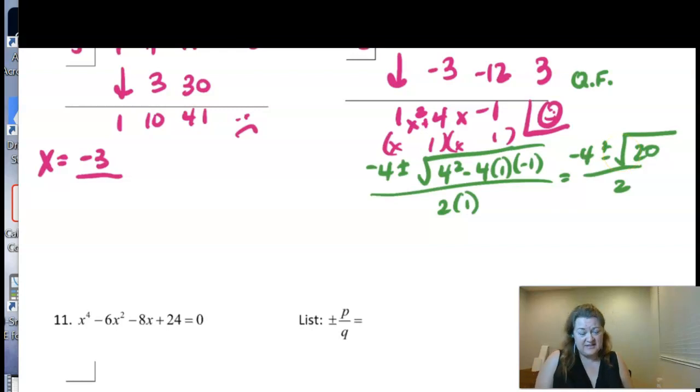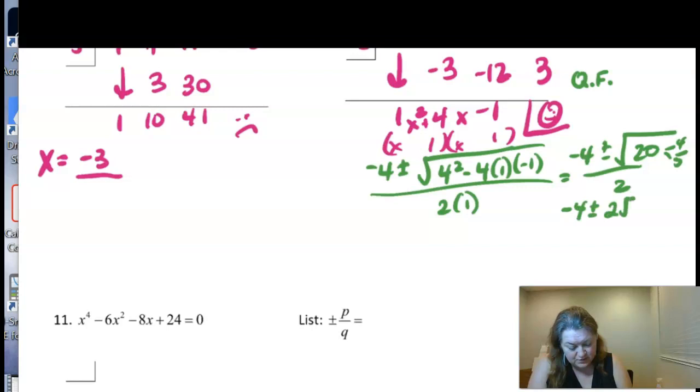All right, so now I just have to simplify this. There's a bunch of different ways to simplify this. There's going to be two answers, a plus and a minus. I'm going to go ahead and work out that 20 and say that is square root of 4 times 5. So I'm going to say that that is plus or minus 2 square root of 20, right?